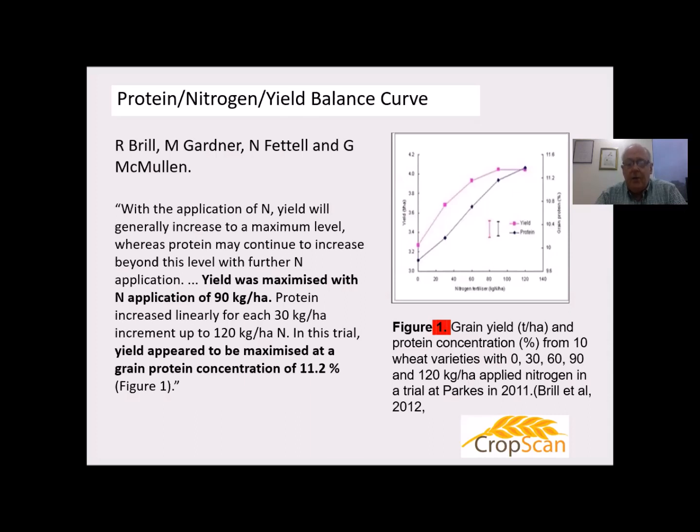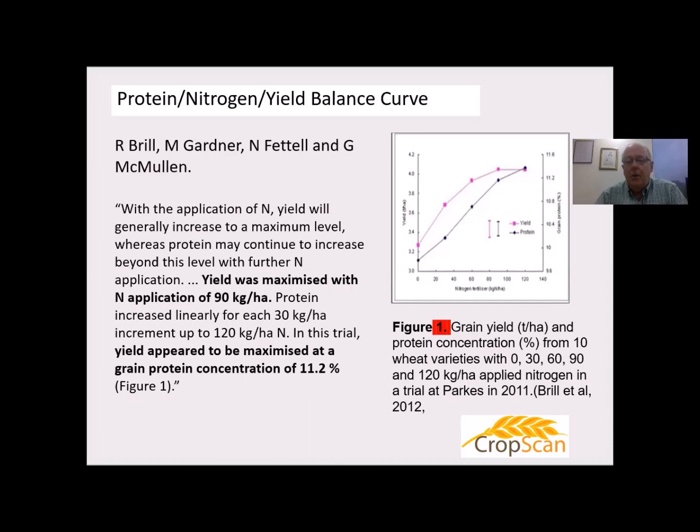What they had was 10 different varieties of wheat in various plots, and they applied an extra 30 kilograms of urea nitrogen in 30 kilogram steps. So they went 0, 30, 60, 90, 120 kilograms. And then they looked at the yield response and the protein response. What they found was that on average, the yield was maximized with a nitrogen application of 90 kilograms per hectare. And they also found that the yield appeared to maximize at a grain protein concentration of 11.2%.